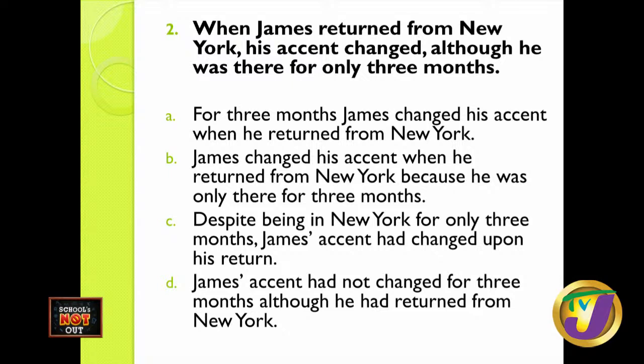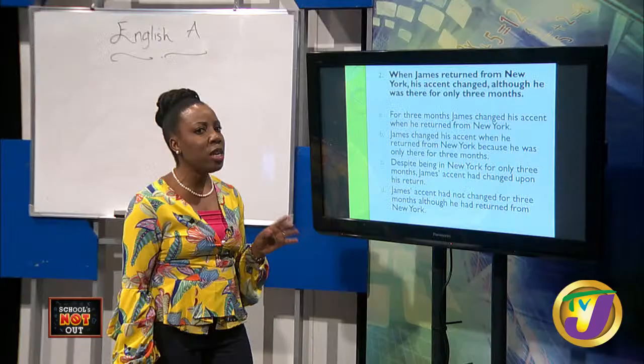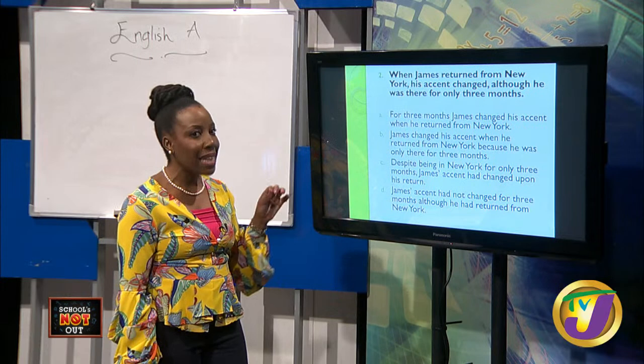James changed his accent when he returned from New York because he was only there for 3 months. So in B, we're getting that the reason he changed his accent was because he was there for 3 months. Now look at it carefully to decide if that is what the original sentence is actually saying.